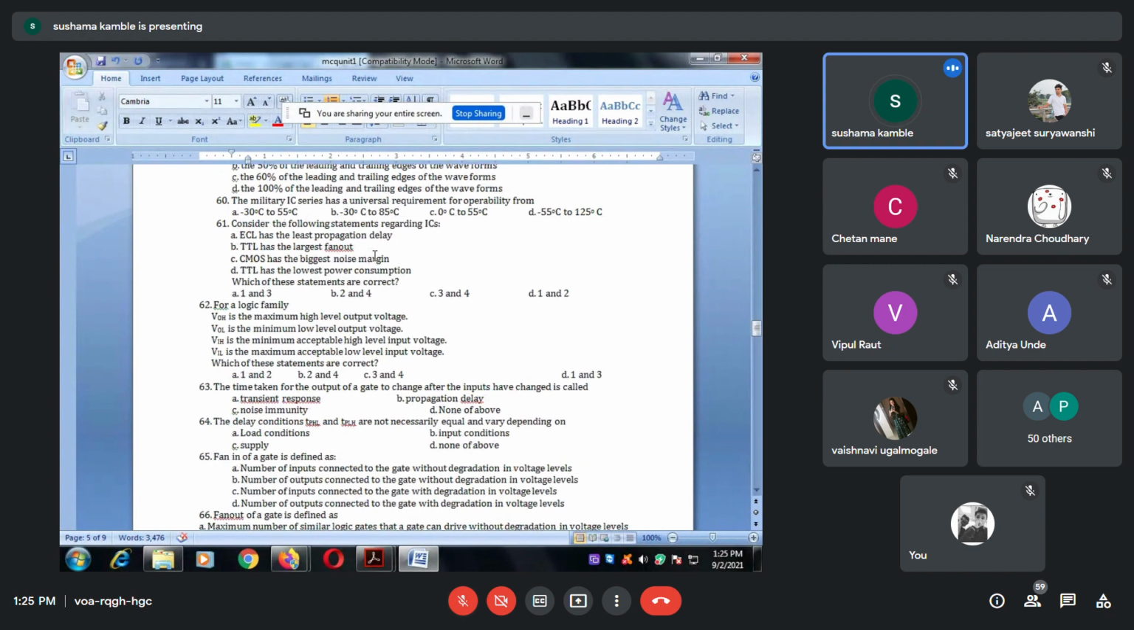It's again repeated. Military range. What is the military range? Military IC series have a universal requirement for operability. The range is minus 55 to 125, so the option is D. You have to remember these temperature ranges, because these are universally accepted. You can't say 30 degrees Celsius to 55 or minus 30 to 85. The standard range is minus 55 degrees Celsius to 125 degrees Celsius.